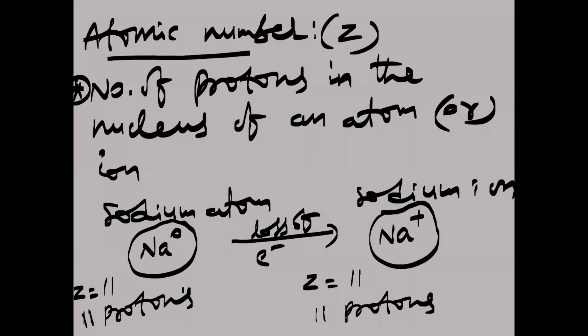No proton is lost here. Initially 11 protons are there in the atom, and in Na plus ion also 11 protons are there. So the sodium atom has 11 protons, sodium ion has 11 protons. So atomic number of sodium atom is 11, sodium ion also 11. So the number of protons in the nucleus of an atom or ion is called atomic number. Is the concept clear? Take the screenshot of this one.